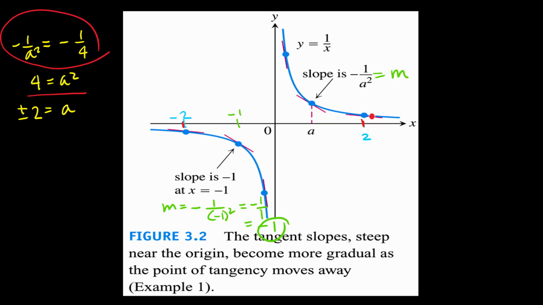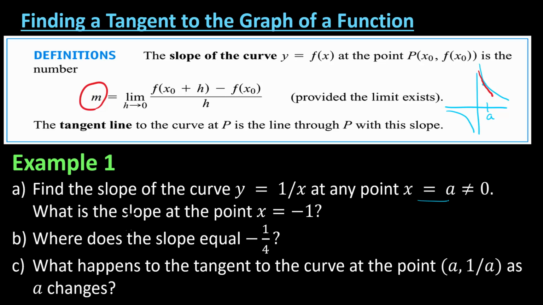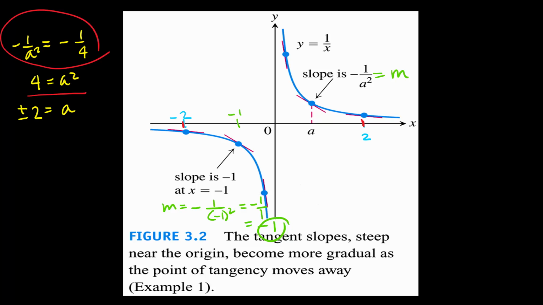All right? And then in letter B, remember, we forgot to answer that question in letter A. It says, what is the slope at the point x equal to negative 1? So going back to that, m is always negative 1 over a squared. Replace the a by negative 1, then m would be negative 1 over negative 1 squared, so it's negative 1 over 1, so that's going to be minus 1. So as you can see, if x is equal to negative 1, the slope of this particular line would be negative 1. All right?